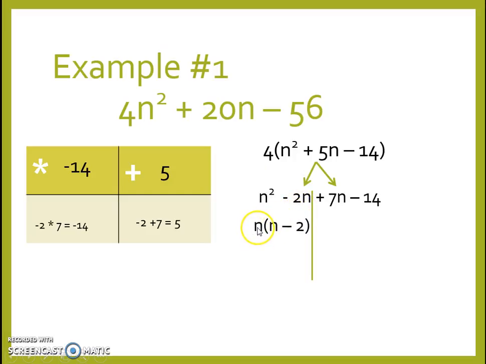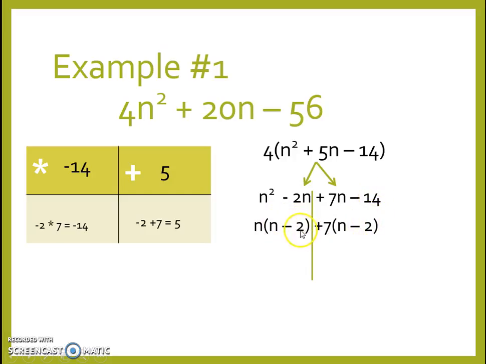So now we have n times n minus 2, because I have to look at this as, if I take out an n, times what gives me n squared? And n times what gives me negative 2n? So the things that are left are n and negative 2. Now what's the largest thing that divides 7n and negative 14? Well, that's 7. But be careful and watch your signs. So you have a 7 here, and 7 times n is 7n, and 7 times what, negative 2, is negative 14.